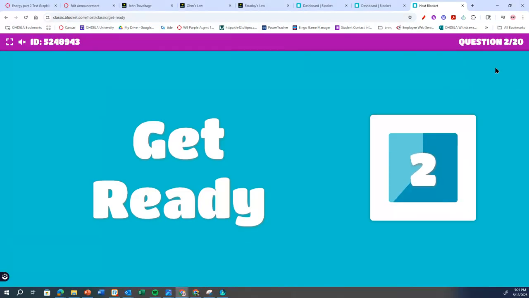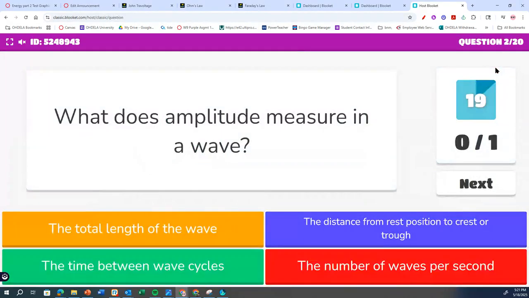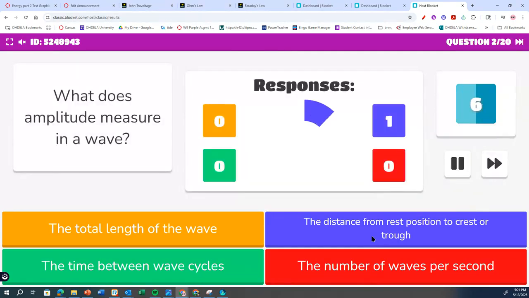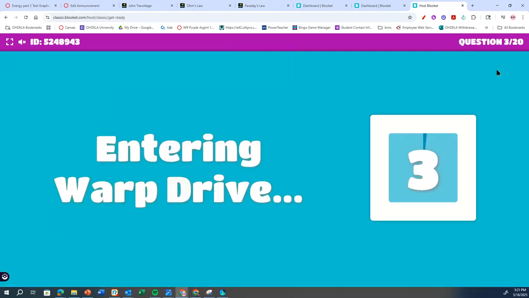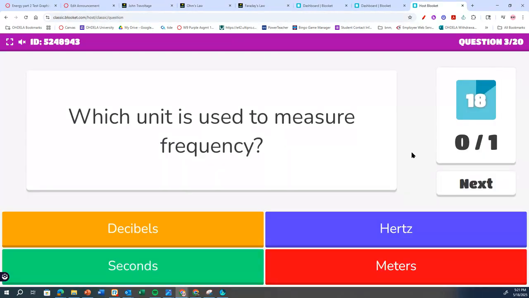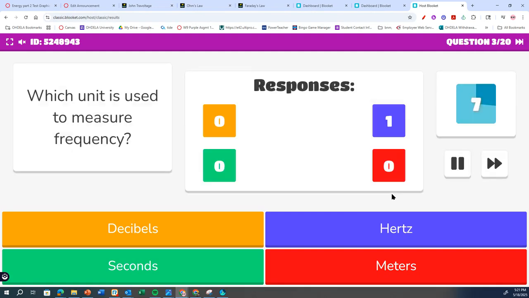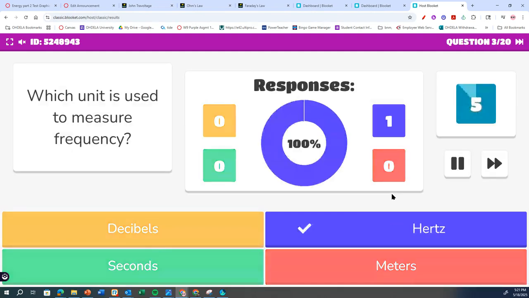Next, get ready for the next one. What does an amplitude measure in the wave? It's the distance from the rest position to the trough, to the top. So it's the big bump in there. Next, which unit is used to measure frequency? That is hertz. Hertz is the measure of frequency.